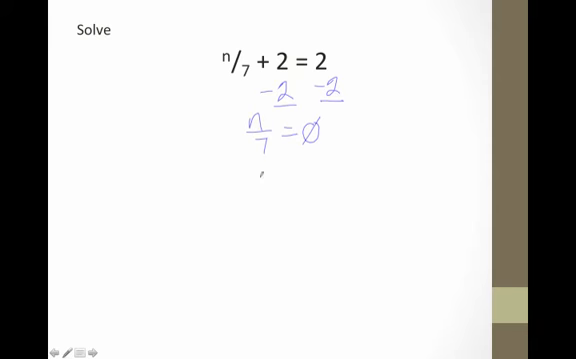Nope, because if I multiply by 7 on both sides, what do I get? Those cross off. I should get n. And is 7 times 0 a problem? Nope, just still equals 0. So if I have 0, because that's what I'm replacing n with, over 7 plus 2, does that equal 2? Indeed, 0 plus 2 equals 2.